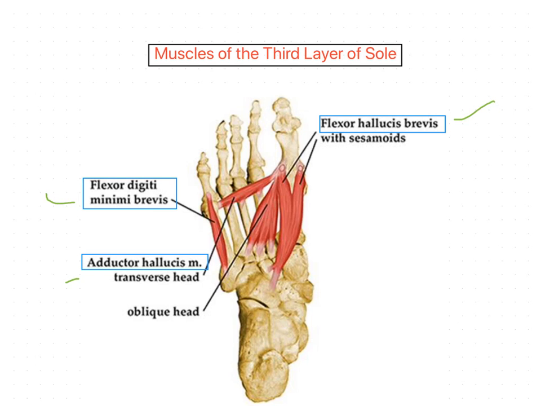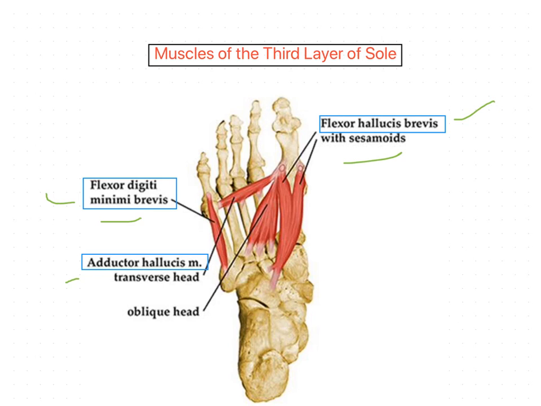So that means the muscles attached in the third layer mainly help in the actions at the hallux as well as the digiti minimi. So medial side and lateral side.